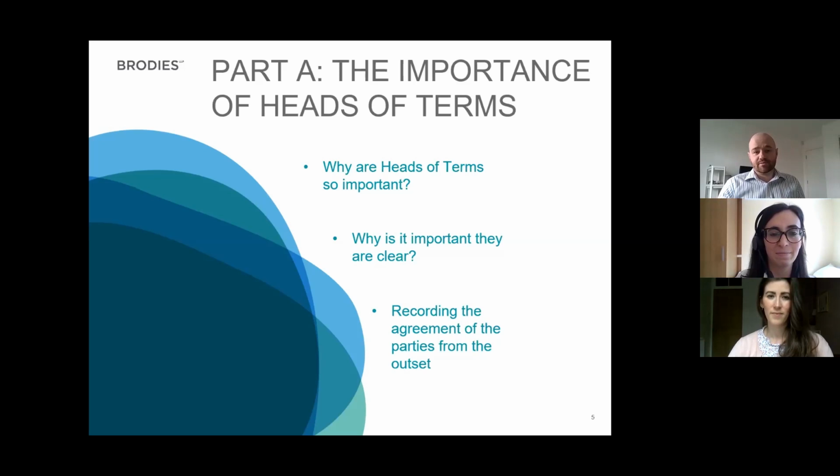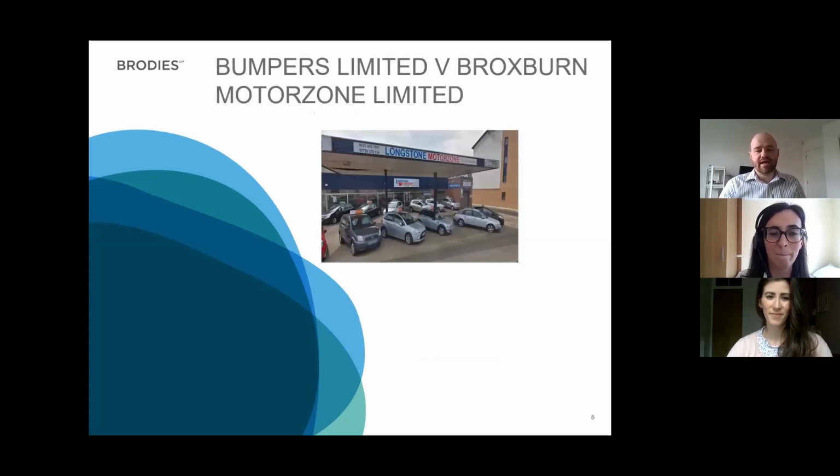And it's also important that heads of terms are clear, so that we can just take the heads of terms, populate the sale contract, and it saves us then potentially having to come back and ask queries or query certain points. And if we move to the next slide, I have a case that just illustrates all of these points.